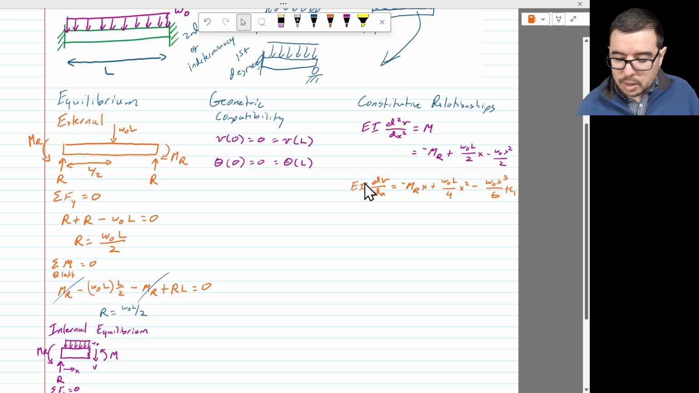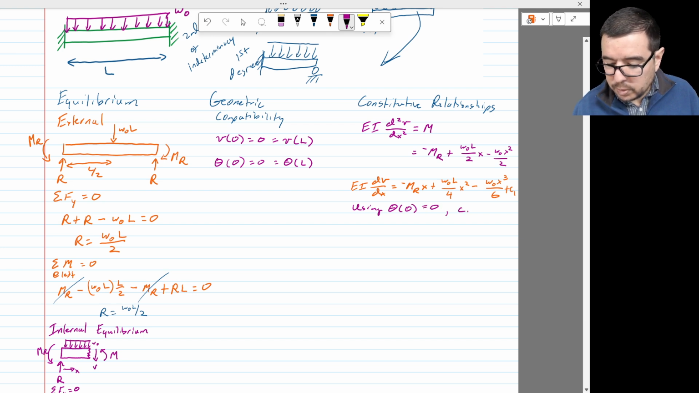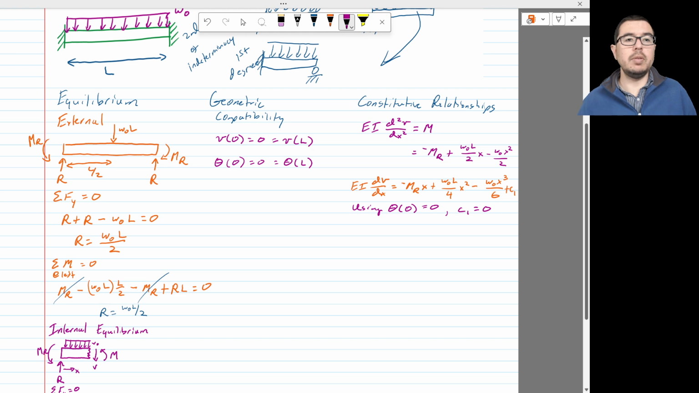So maybe we can take advantage of this boundary condition, right? We have theta of 0 is equal to 0. Well, that would be nice, right? If I plug in 0 here, I see that I have zeros. So using theta of 0 equals 0, we get that C1 is also equal to 0.